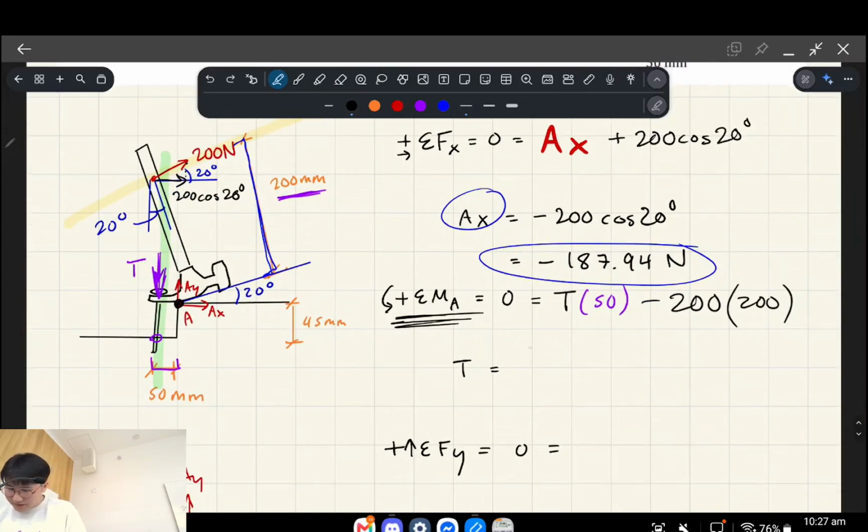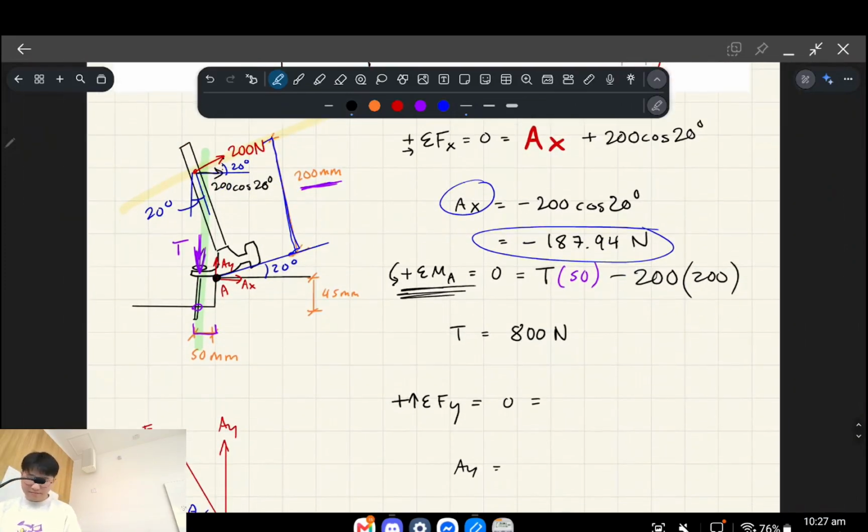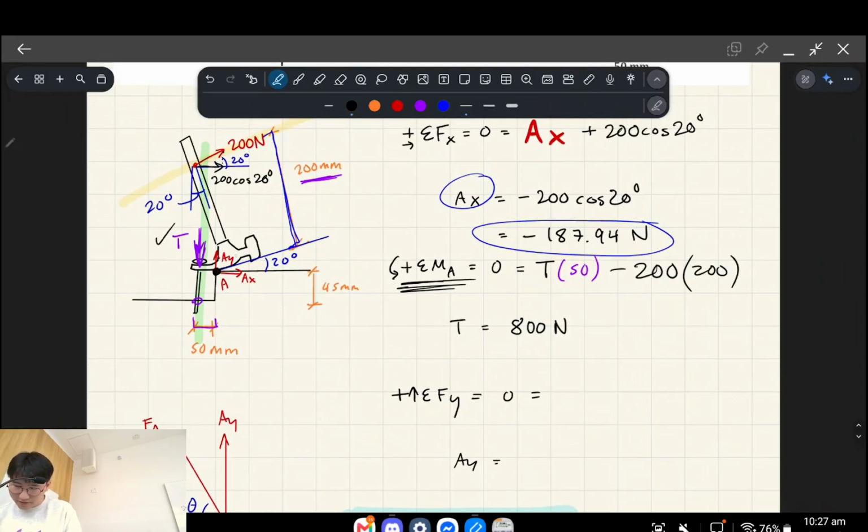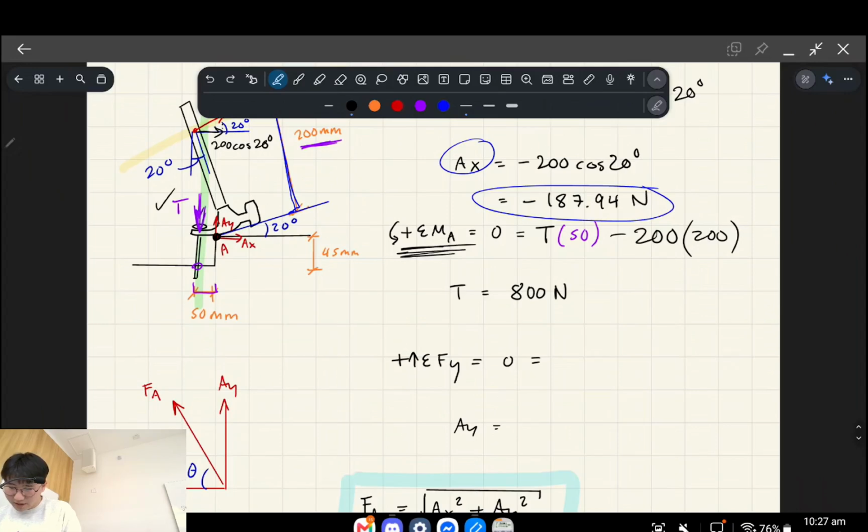Okay, so that gives us T is 800 newtons, right? All right, now we'll do the sum of the forces in the y direction, all right? Because we've resolved what T is, so now we've just got one unknown going vertically, right?